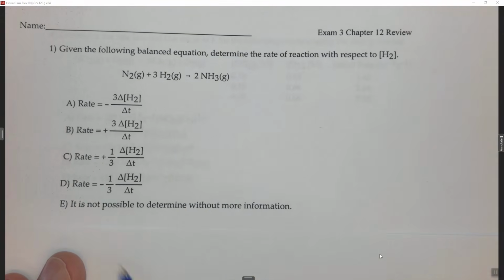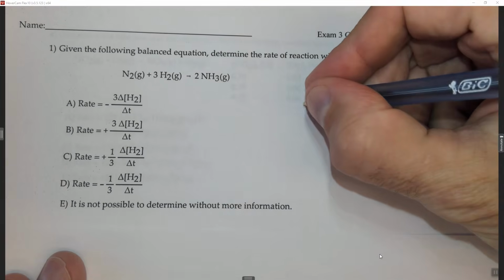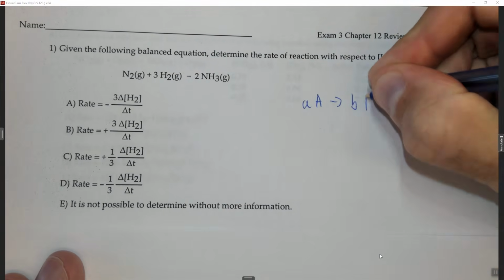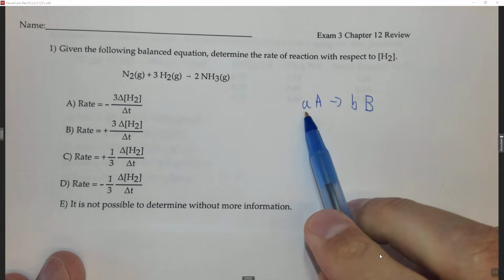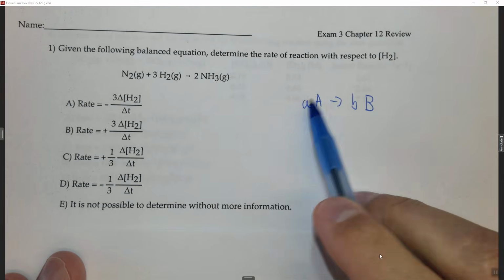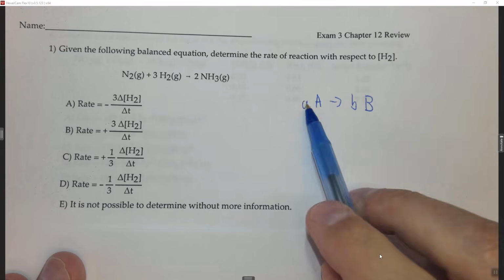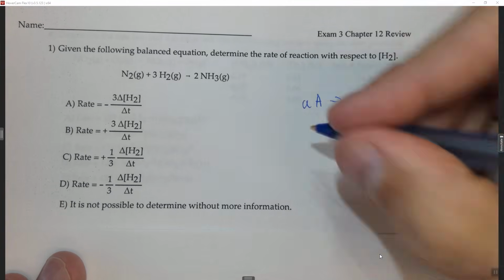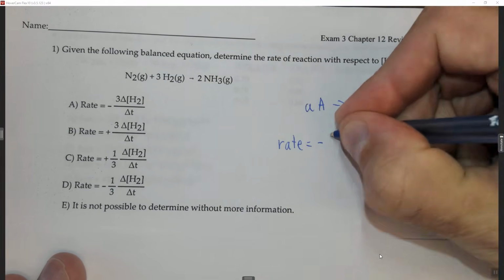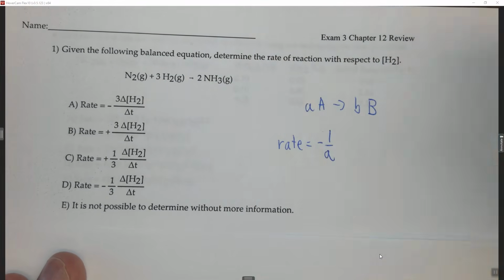Okay, so basically, if we look at a general reaction, little a A yields little b B, where little a is the stoichiometric coefficient and big A is the chemical A, and same for B. And we notice that these are reactants and products. We can write the rate expression like this. Rate equals negative 1 over little a.